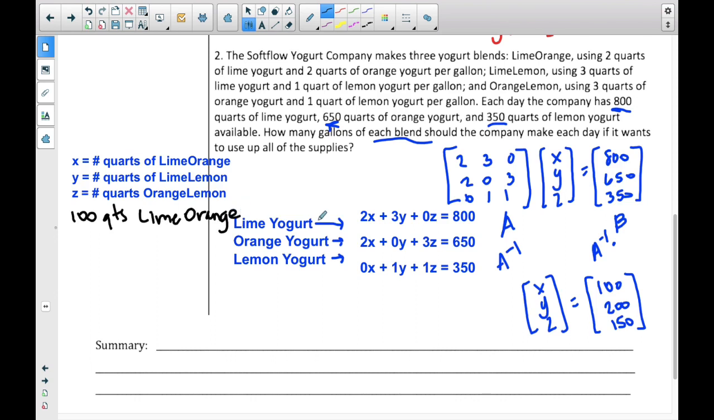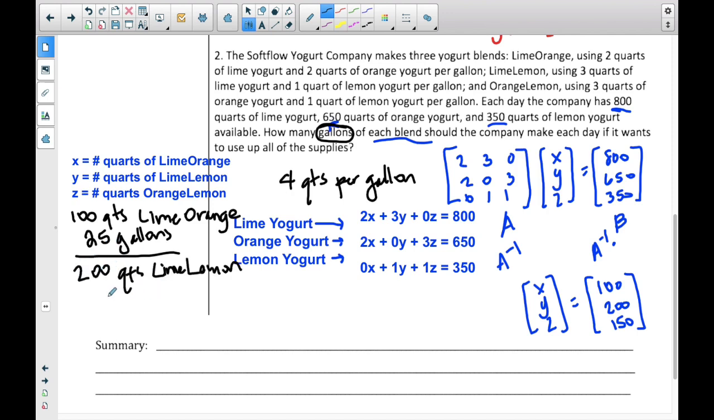I'm going to stop here and remind us that in the question, they're asking for gallons. Do you know how many quarts are in a gallon? There are 4 quarts in a gallon. So if there are 4 quarts per gallon and we have 100 quarts of lime orange and they want to know our answer in gallons, then this is 25 gallons. We have 200 quarts of lime lemon. So again, we divide by 4 because there's 4 quarts in a gallon. That comes out to be 50 gallons.